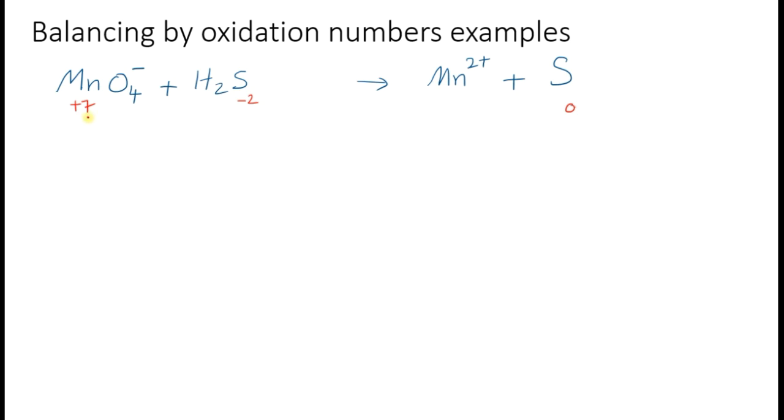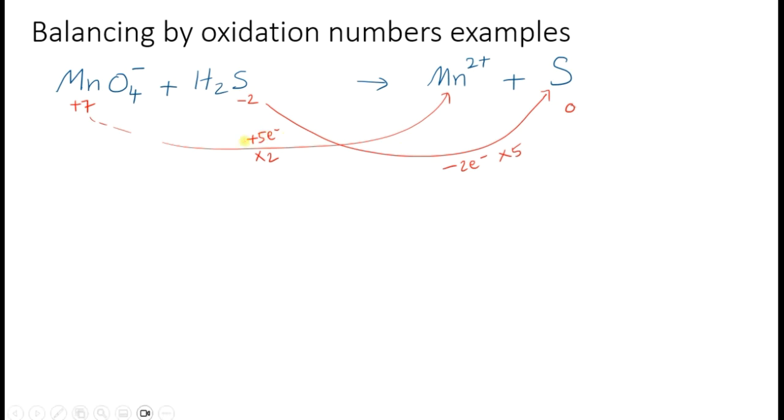It's better to draw from here to here with a pencil and then rub that off later on. So you can see there is a change of 5 electrons being added. So I put 5 electrons going from Mn7 plus to Mn2 plus, 5 electrons being added. Minus 2 to 0, you have a loss of 2 electrons. So this means you have to multiply this by 5 and that by 2 to get the electrons balanced.